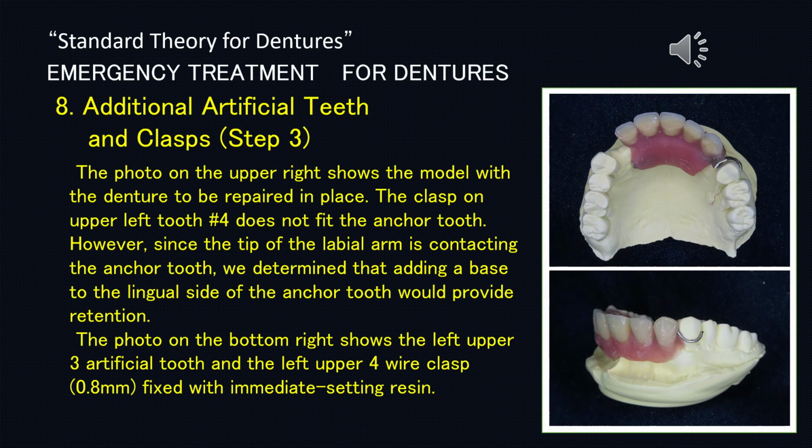8. Additional artificial teeth and clasps. Step 3. The photo on the upper right shows the model with the denture to be repaired in place. The clasp on upper left tooth number 4 does not fit the anchor tooth. However, since the tip of the labial arm is contacting the anchor tooth, we determined that adding a base to the lingual side of the anchor tooth would provide retention. The photo on the bottom right shows the left upper 3 artificial tooth and the left upper 4 wire clasp 0.8 mm fixed with immediate setting resin.